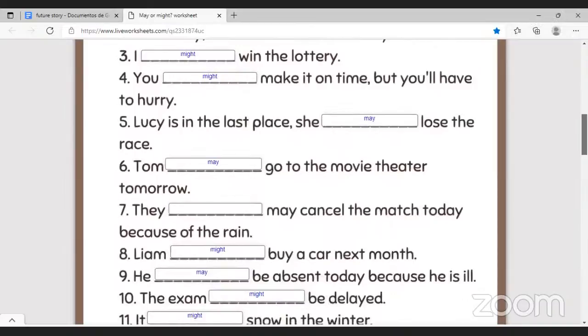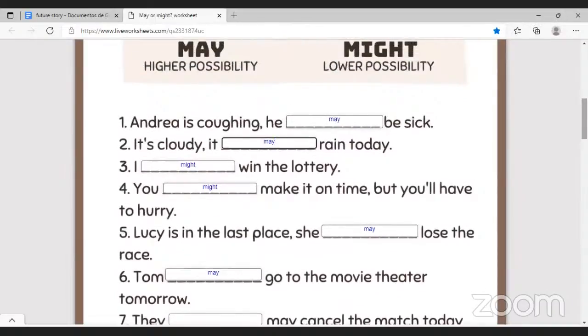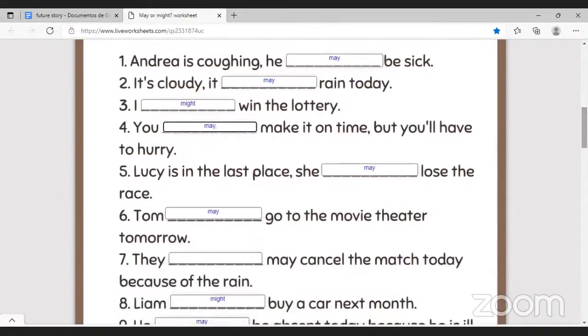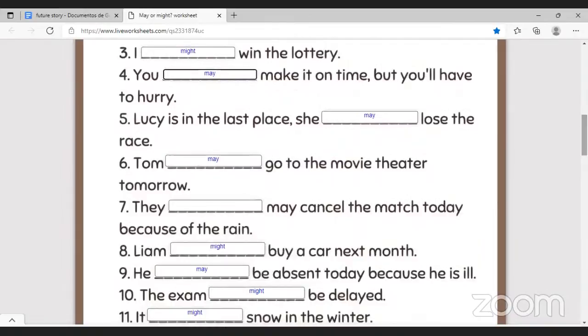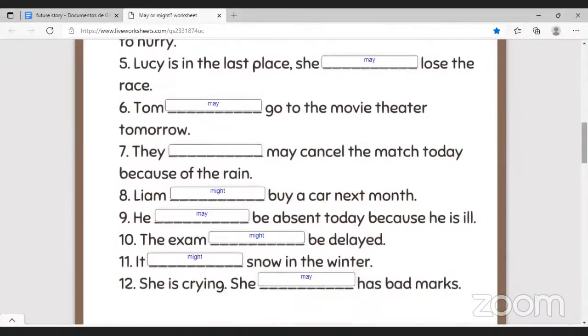So maybe you can try to see now. Number 4 is may because in the second part he's saying that you will have to hurry, and if you do that, you may make it on time. Yeah. Exactly. Yes, that's correct. Let's jump to the next. Number 5 is correct. Thanks. All right. Yes. Yeah, why not?